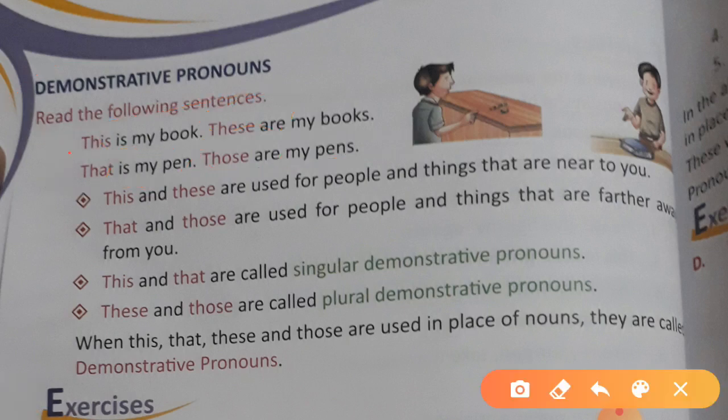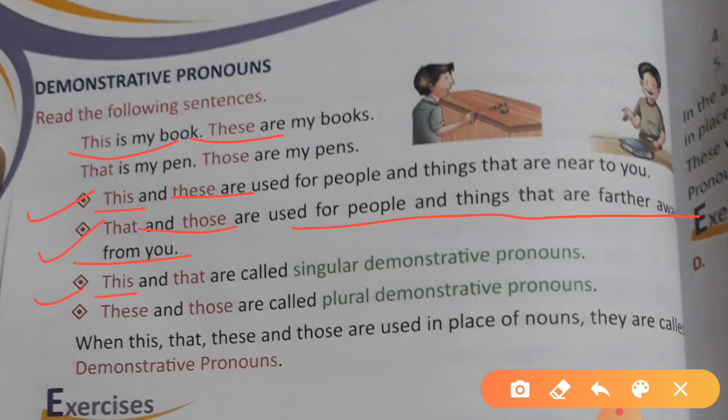So this and these we use for the people and things that are near for us. जो हमारे पास में होती हैं चीज़ें उनके लिए हम this and these यूज़ करते हैं. And that and those are used for the people and things that are far away. जो हमसे दूर होती हैं, farther होती हैं, उनको हम that और those से explain करते हैं.